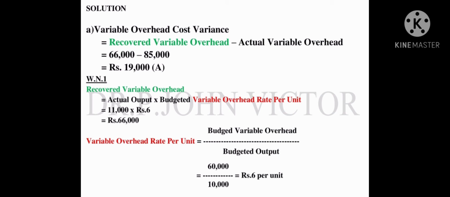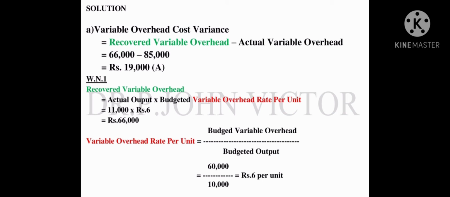Now apply it with the working note, recovered variable overhead. Actual output is 11,000 into variable overhead rate per unit, that is 6 per unit. So 11,000 into 6 is 66,000. It is the recovered variable overhead. Now go back to the actual solution.